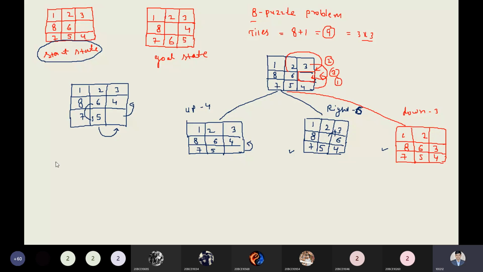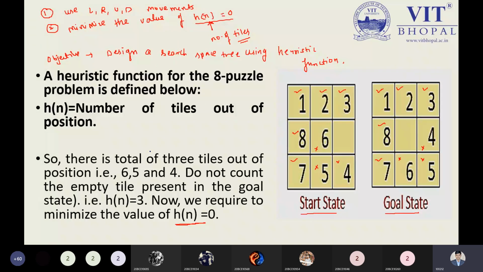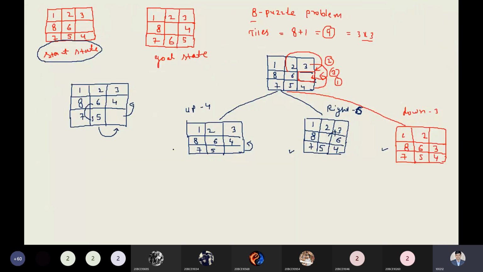So what is the heuristic function? As I told you, if you remember my previous one, you have to tell me the heuristic function value as well. It is the number of tiles out of position. You have to find how many tiles are out of position. If you talk about the heuristic value at this level, what would be the value? Hn equal to, can anyone tell me how many tiles are out of position? 2, sir.